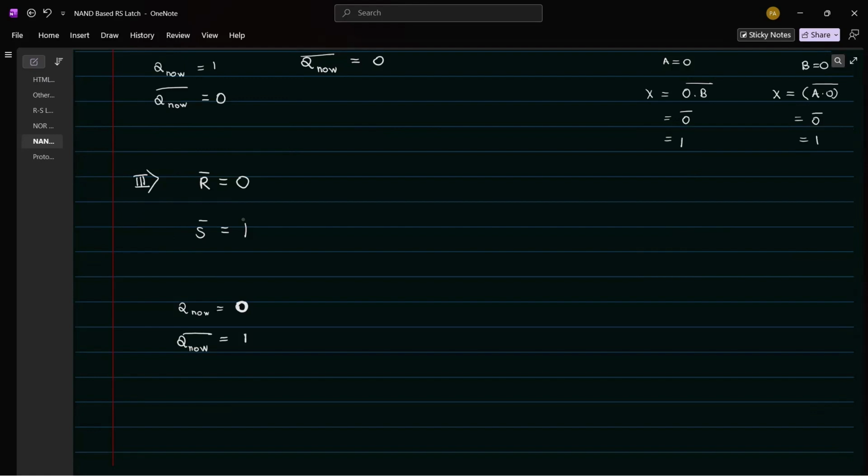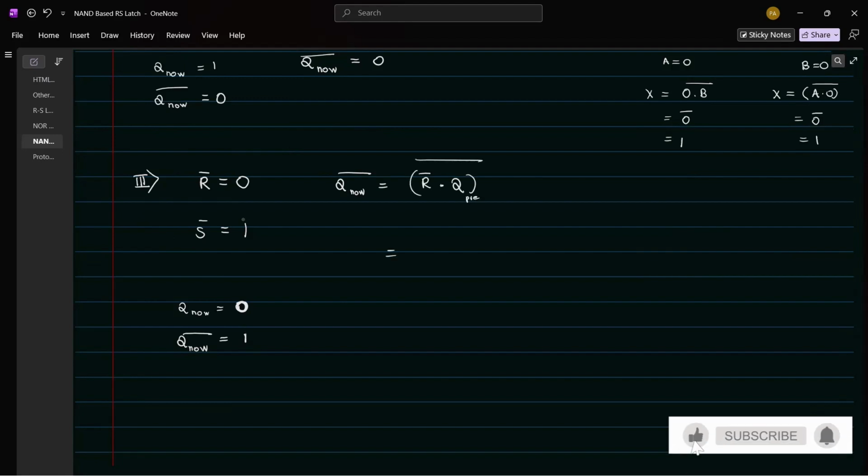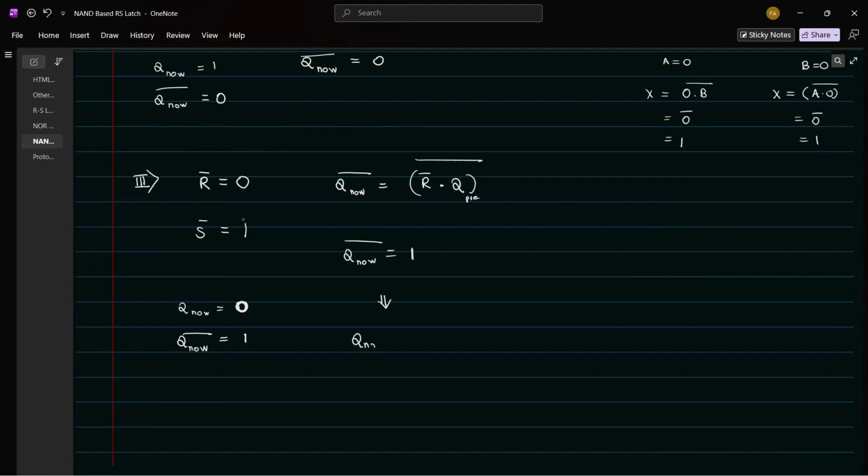Okay, so we'll start with Q now bar, or Q bar. So that is equals to R bar into Q whole thing bar. Here Q is Q previous, and that is 0 dot Q whole thing bar. So that will be 1. So since Q now whole thing bar is equals to 1, I can say Q now is equals to 0.